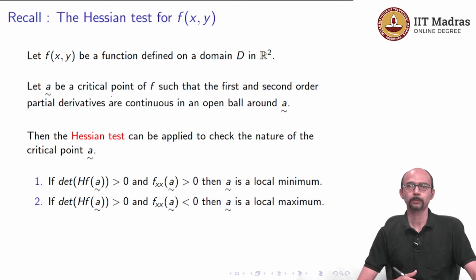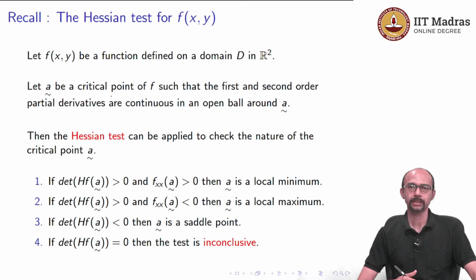If the determinant is positive and the 1 1 term, meaning the f_xx at A, is negative, then it is a local maximum. If the determinant is negative, it is a saddle point, and if the determinant is 0, which is called the degenerate case, the previous 3 are called the non-degenerate cases, which means that the determinant is non-zero. But in the degenerate case, which is to say the Hessian determinant is 0, this test is inconclusive. That is the bad case, the case we want to avoid, because that means the test does not tell us anything.